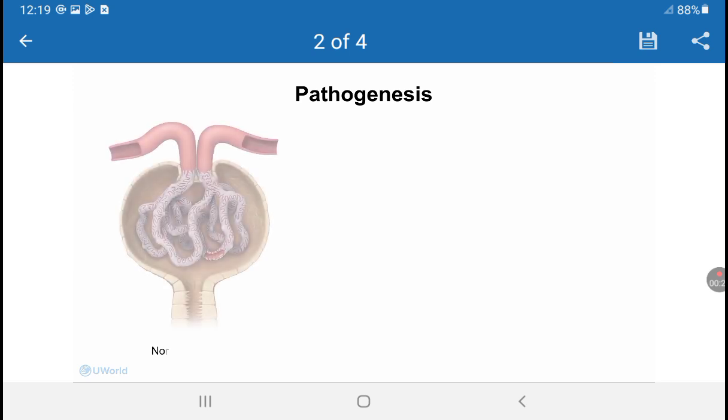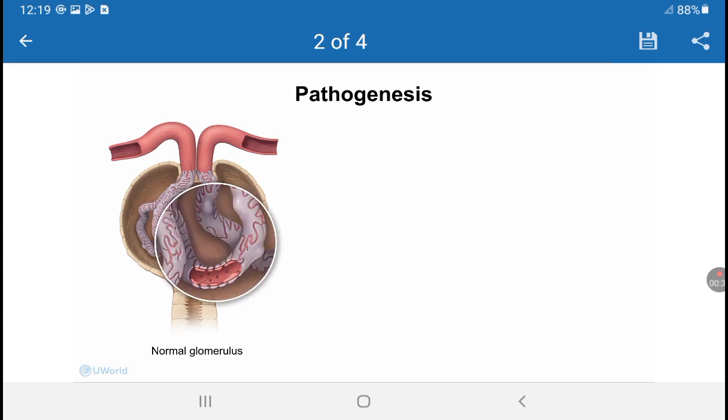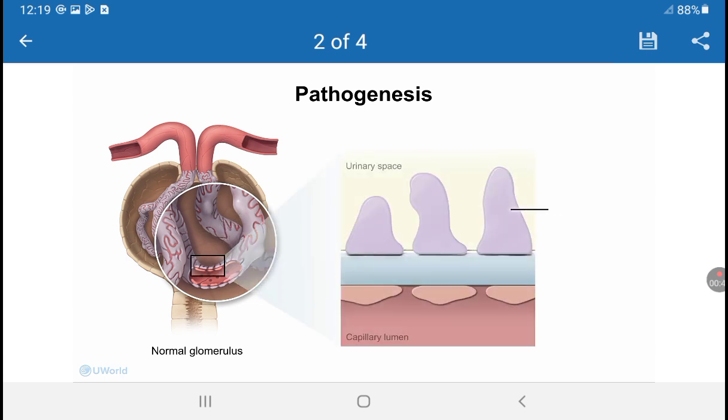In order to understand the pathogenesis of minimal change disease, let's first review the normal structure of the glomerulus. The glomerular capillary wall has three main layers. First, the visceral epithelial cells, called podocytes, are octopus-like cells. They have interdigitating foot processes that cover the urinary side of the capillary. Adjacent foot processes are connected by a protein complex called the slit diaphragm.